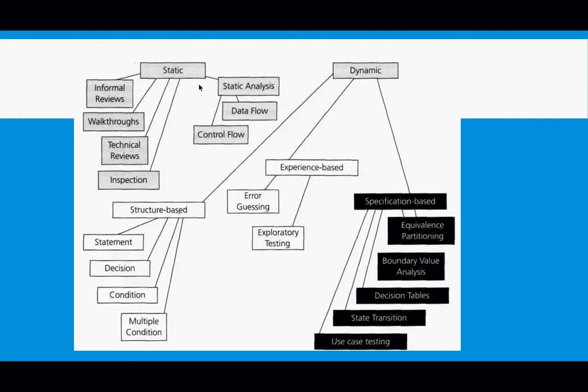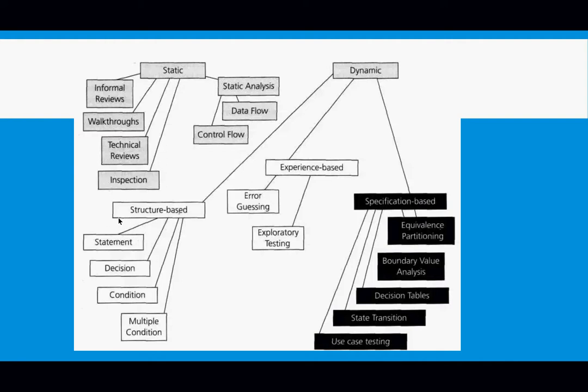You are not executing the application, you are only reviewing documents, or you are reviewing the code of that particular application. So the next part is dynamic testing that we do. In dynamic testing, you are executing that particular application. There are different ways to do dynamic testing. The first one is structure based testing, which we've looked into before, and which is what is called white box testing. So you look into the application, you look into even the code itself, and you can confirm the statement coverage, the decision coverage, and the condition, multiple conditions. So you are looking into the code, basically.